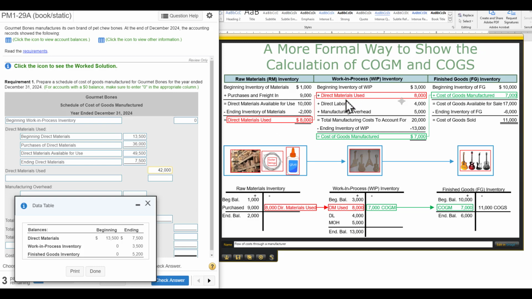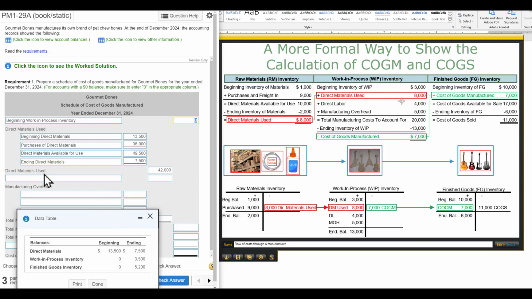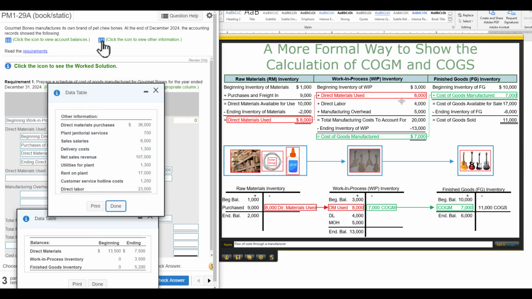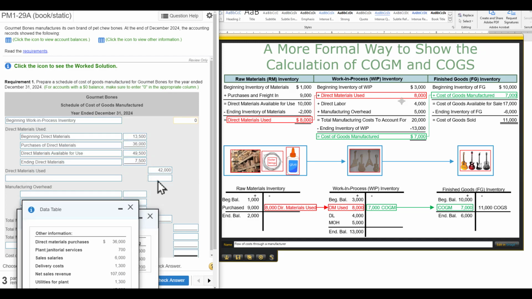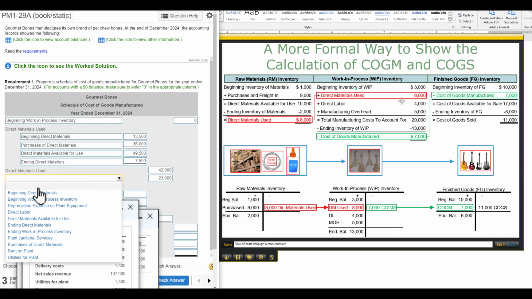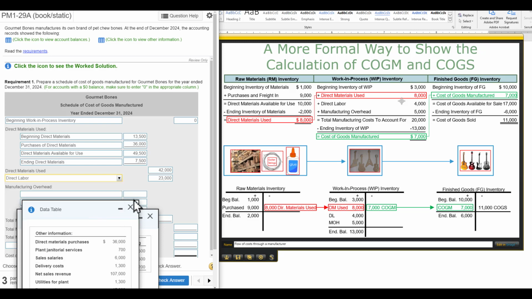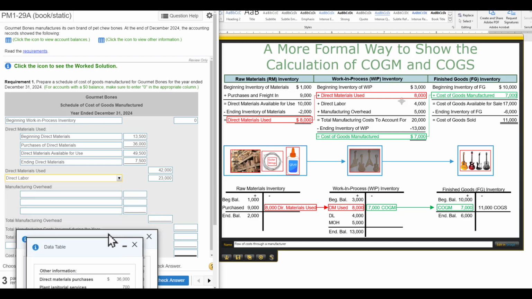So that gives us this number here. Then we're going to plug it back in over here under beginning inventory. So we've got a beginning inventory of WIP right up here, and we've added our direct materials used. So next we need our direct labor. Direct labor is not on here. Let me open up the other window. Direct labor is right here. So 23,000. I'm going to copy and paste that. Direct labor, where's that at? Right there. Okay, then we're trying to calculate total manufacturing overhead.